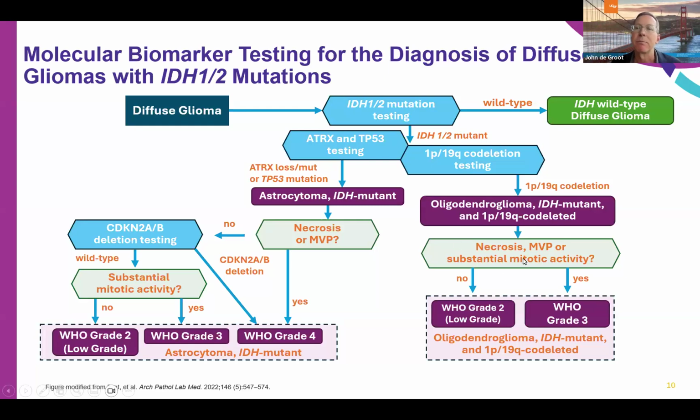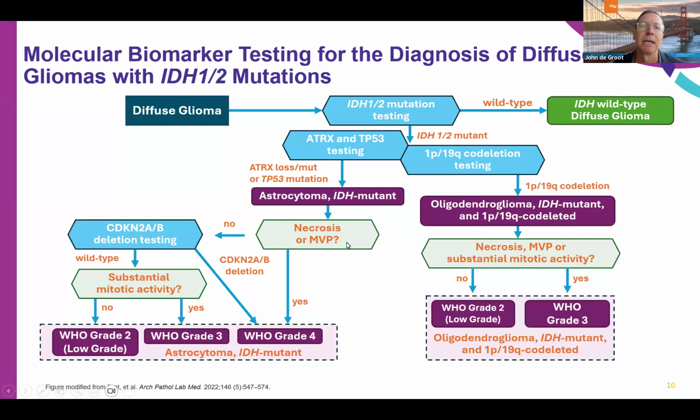And then the pathologist might look at the tissue under the microscope and see if there's necrosis of dead, dying cells, or if there's microvascular proliferation, which occurs when a tumor is rapidly growing and trying to bring in blood supply to help support its growth. And if there is none of that, it looks more low grade, then that would be a grade 2. If not, it becomes a grade 3.